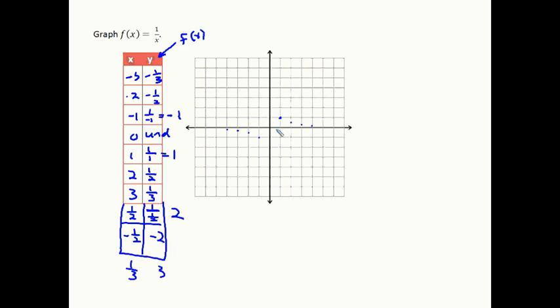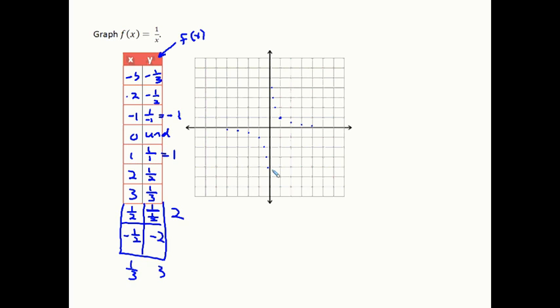if we put 1/2, we would get 2. If we put in 1/3, which is a little smaller than 1/2, we would get 3. 1/4 would give us 4. And then the same thing would happen with the opposites. If we put negative 1/2, we would get negative 2. Putting in negative 1/3, we would get negative 3. And so now we can look at our function and see what it looks like.